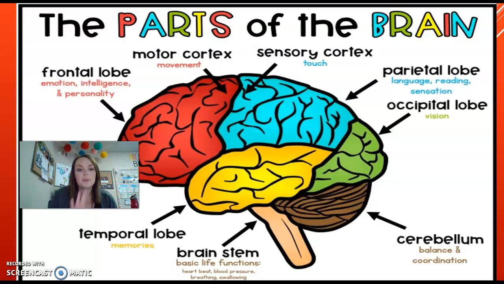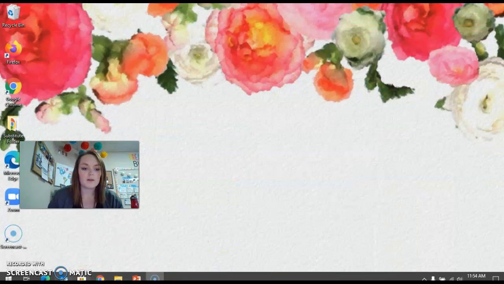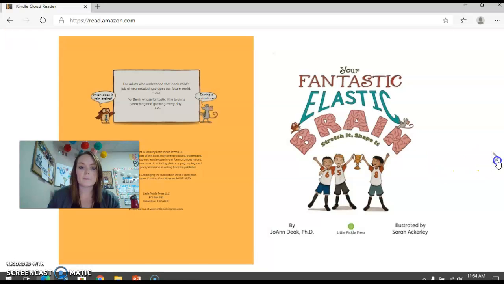So this was just a brief explanation of our brain and what our brain does and how it functions and the different parts of our brain. That's what we're learning about this week. And I am going to read a book to you in a short second called Your Fantastic Elastic Brain by JoAnn Deak, illustrated by Sarah Ackerley.